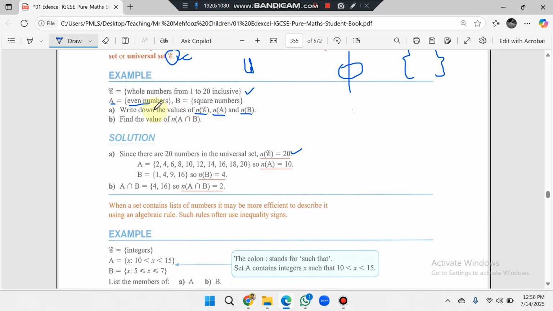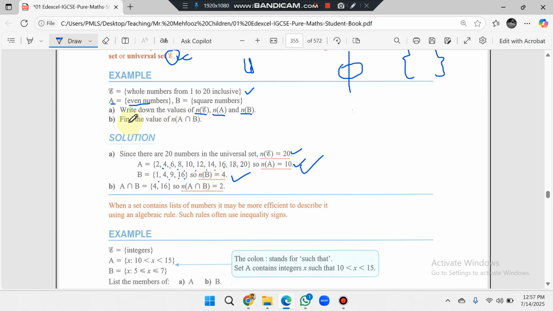Okay, how many even numbers are there from 1 to 20? It will be 10, because 2, 4, 6, 8, 10, 12, 14, 16, 18, and 20. And what are the square numbers from 1 to 20? They are 1, 4, 9, and 16. These are the square numbers, and there are 4 of them. So the number of elements of B is 4.